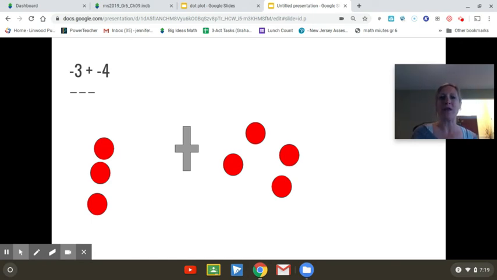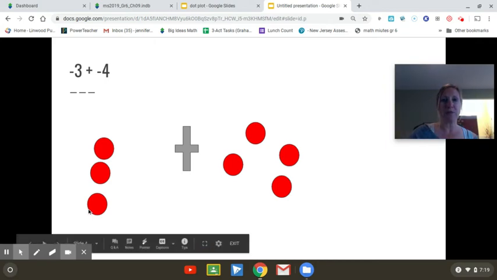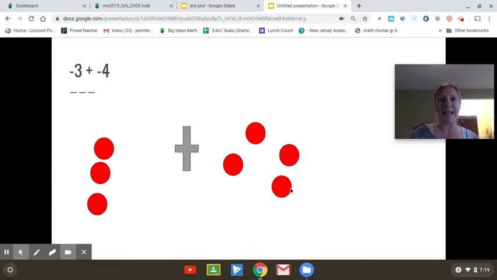And you can see we have red chips here as well. 3 red chips or 3 negative values plus 4 negative values will give us negative 7. So negative 3 plus negative 4 is negative 7. Notice how we're really adding these values together because we're basically going farther to the left on a number line.